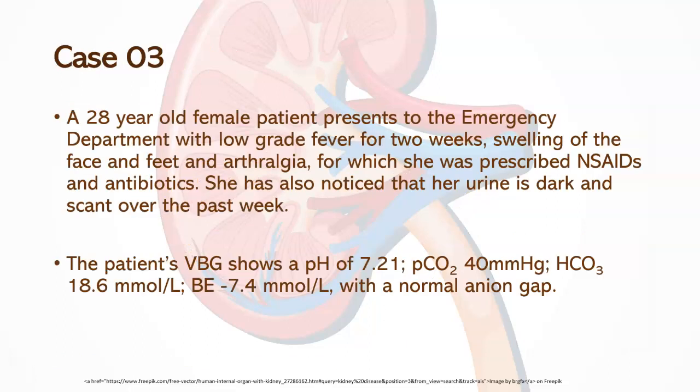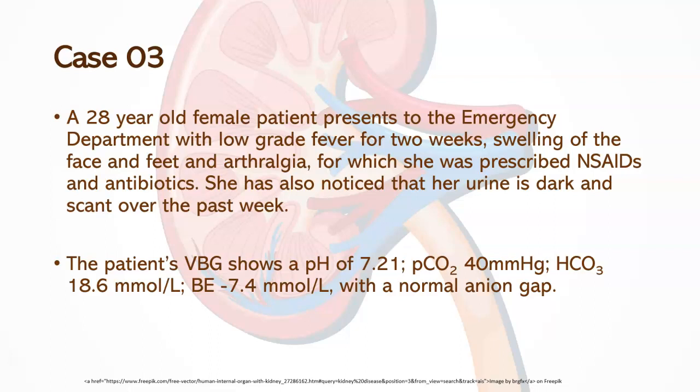Moving on to our final case, a 28-year-old female with low-grade fever for 2 weeks, swelling of the feet and face, and arthralgia. She was prescribed non-steroidals and antibiotics for this, and she has noticed that her urine is dark and scant over the past week. The patient's venous gas shows a metabolic acidosis with a normal anion gap.